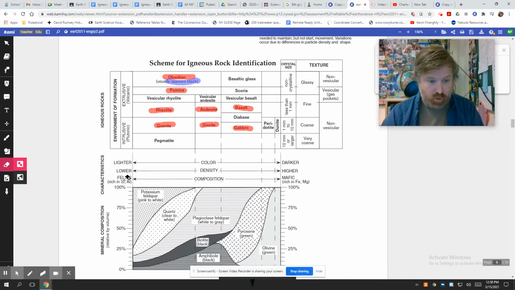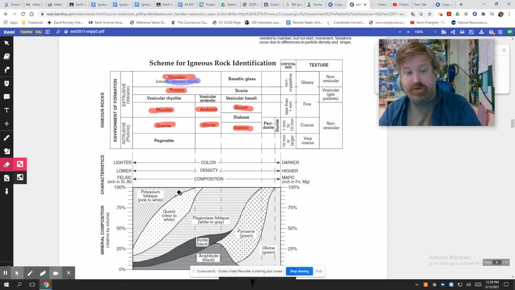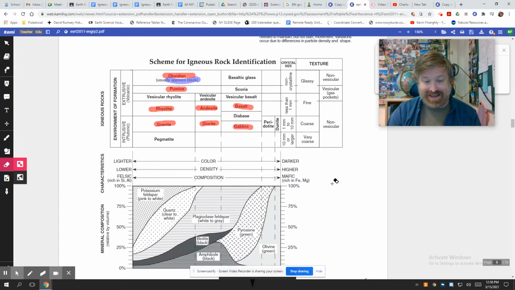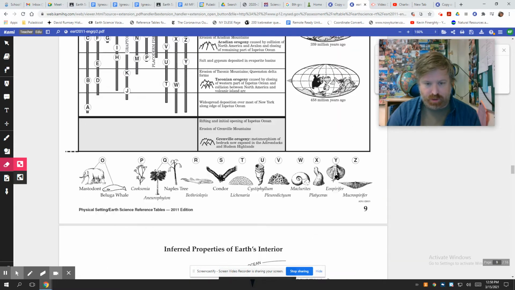So let's just quickly remember that if you're over here on the felsic side, it's rich in silica. If you're over here on the mafic side, not so much. So that drops off as you go down that composition spectrum, whatever you want to call it, right? The further you go to the right, the less of that there is.